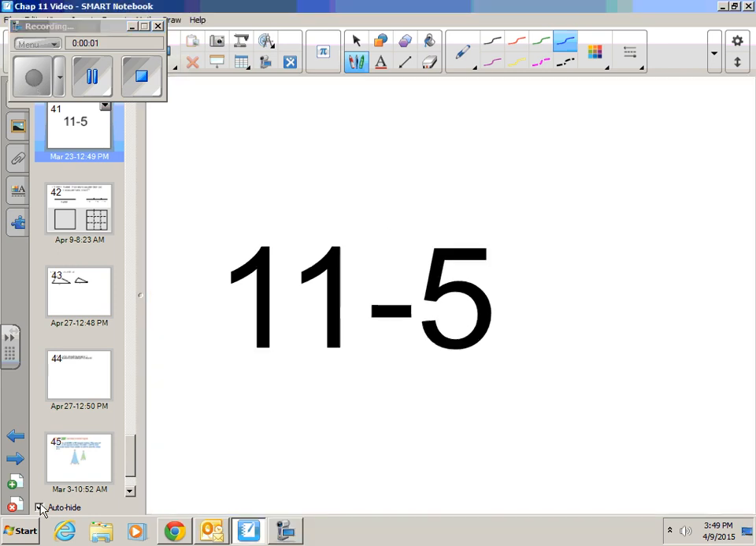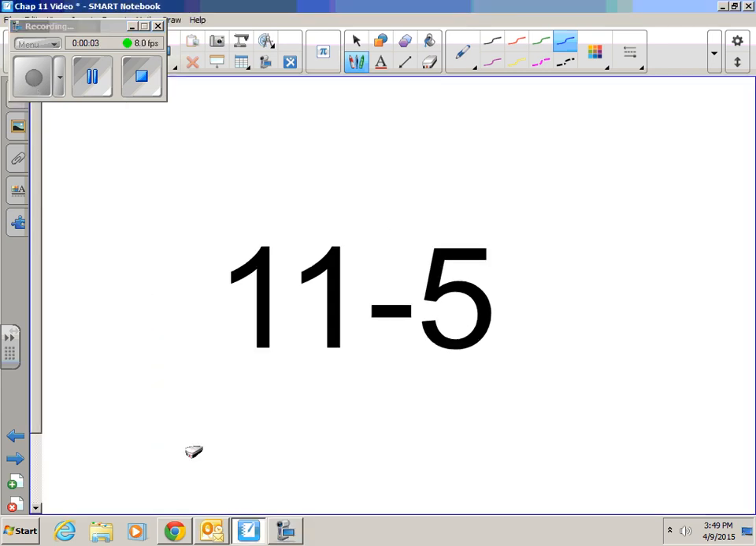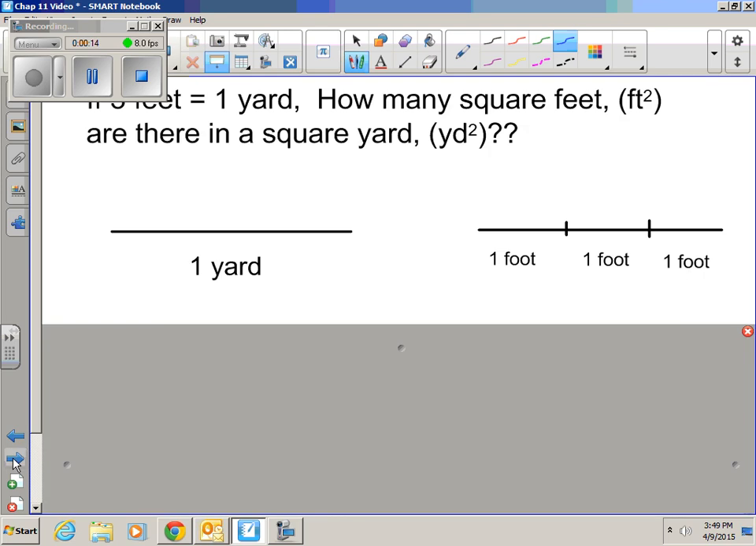Let's do our next video here on section 11-5, which is comparing the ratios of similar polygons, their area, and their side lengths. Let's think before we do anything. Let's think about how many feet there are in a yard. 3 feet is equal to 1 yard. 1 yard again is equal to 1, 2, 3 feet.